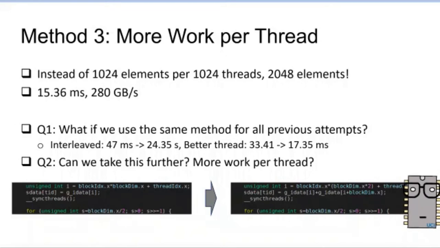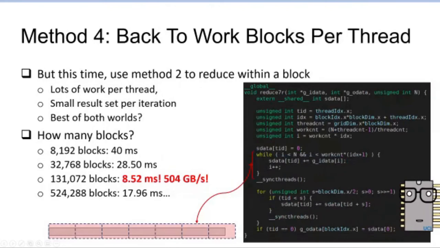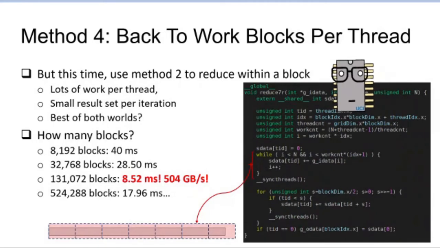If we remember the very first method, method zero that we talked about, which assigns consecutive blocks of work to each thread, that's exactly what we tried to do: have more work per thread. The peak performance we got at that point was assigning 64 elements per thread. So that's a valid approach that we can take. So yes, method four, back to work blocks per thread. But this time, we want to take the best of both worlds based on the stuff that we did before.